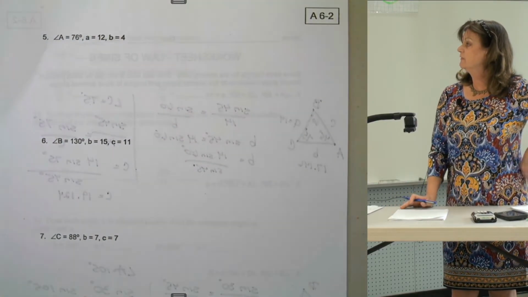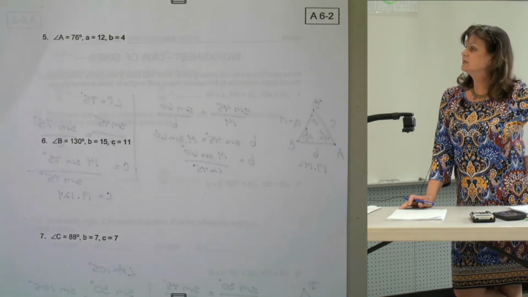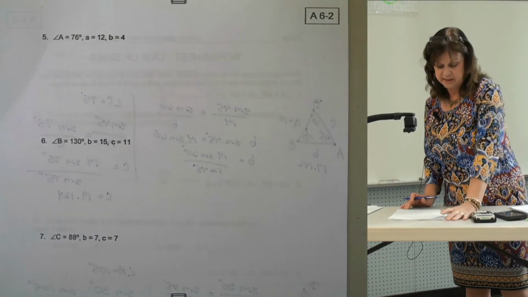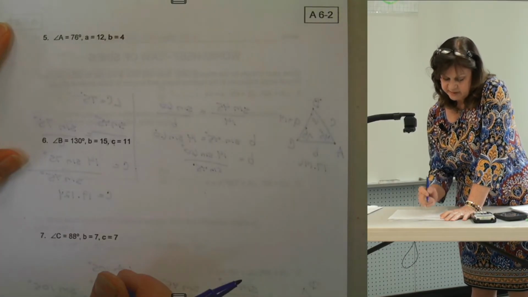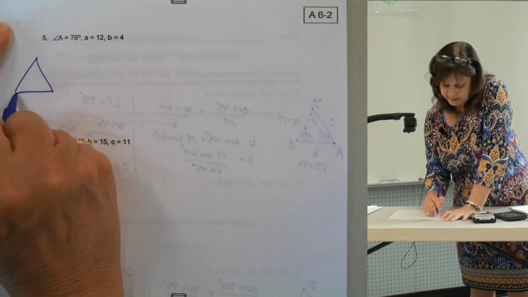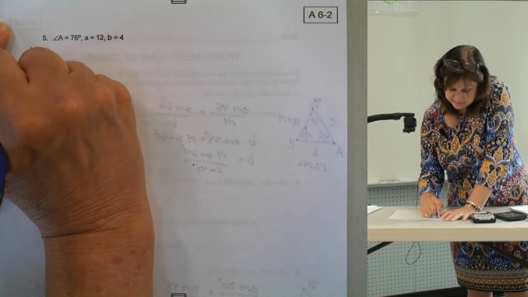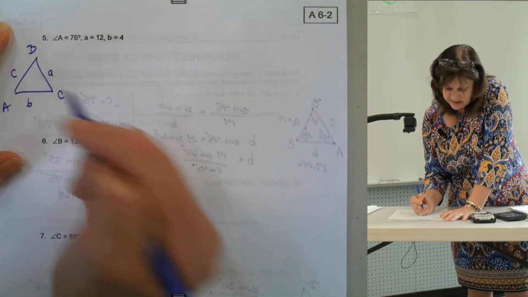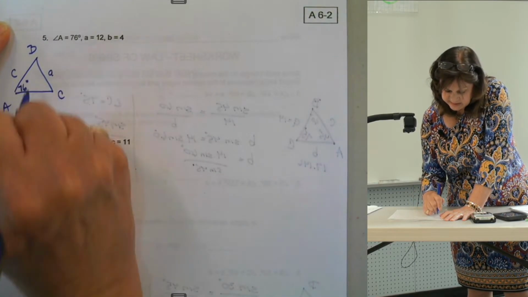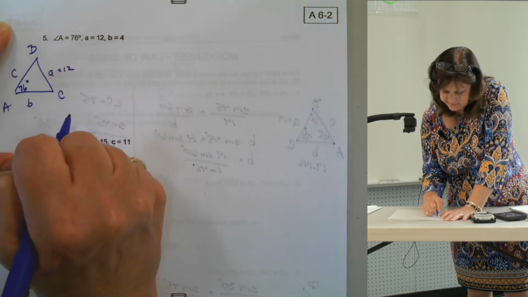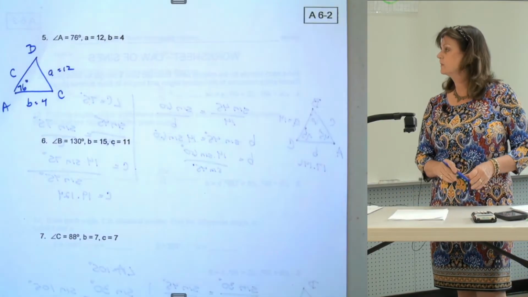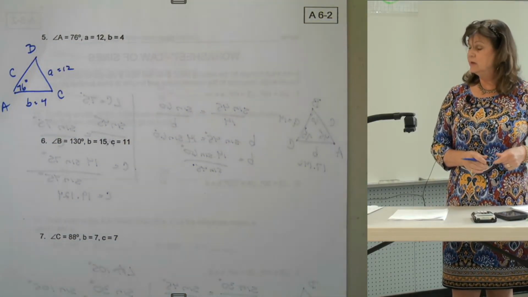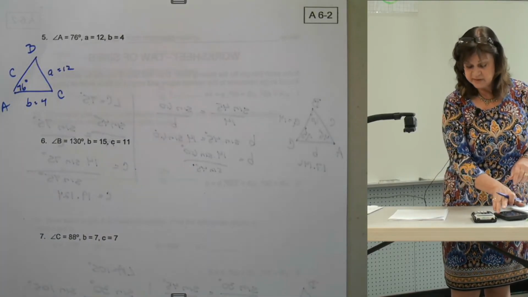All right, problem 5. Now, I like this one better because at least we get some inverse in here. We've got all of side A and angle A, and we've got the length of side B. So now we're going to be looking for angle B. So I've got A, B, C. And I know this is 76 degrees, and this is 12, and that's 4. That's all I know. So I can't at this point find angle C or B.